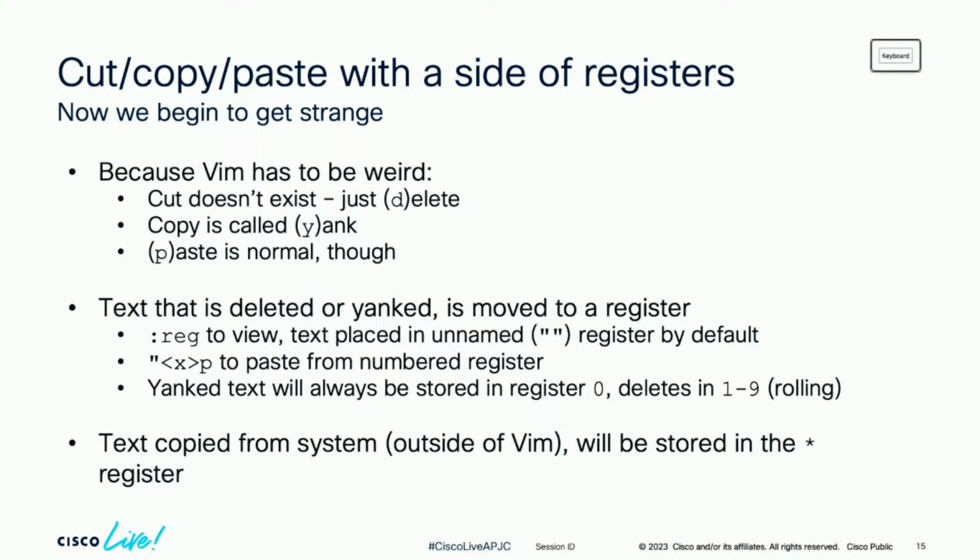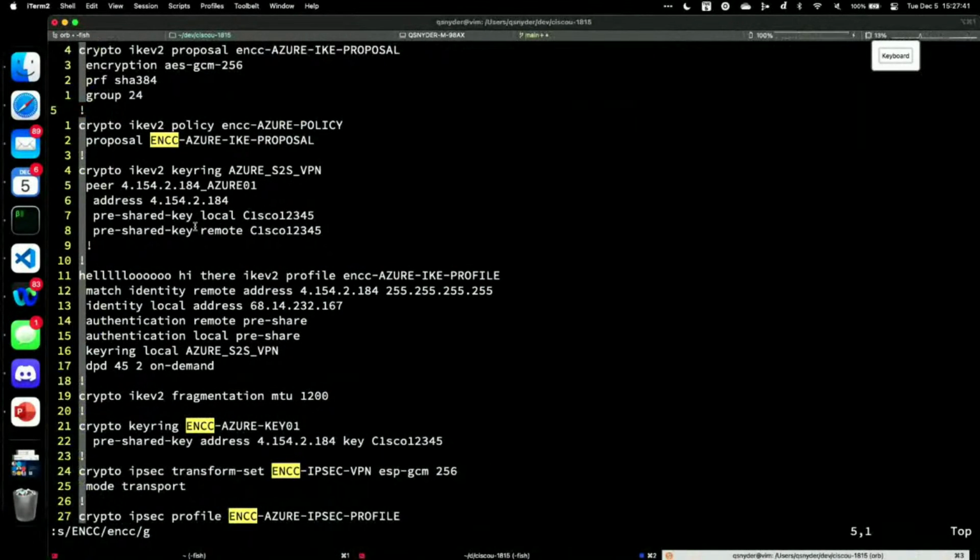If we delete something, it will keep moving 1 through 9. The idea there is because we've deleted text, we want it to be stored. We want to be able to recall that as needed. If we're yanking, we're not removing it from the file. So yank will only be stored once. A delete will roll 1 through 9. And we can show that here real quick.